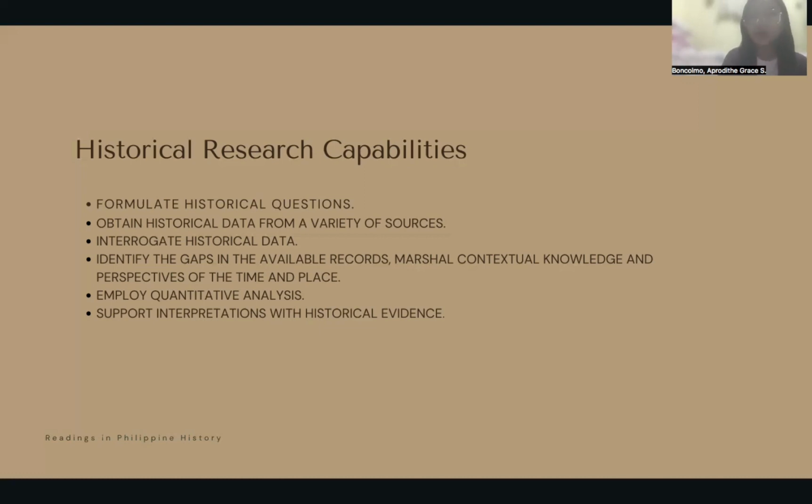The next one is to employ quantitative analysis. Using quantitative methods to analyze numerical data, statistics, or patterns within historical research. Like in the Philippine setting, employing quantitative analysis to examine trends in land distribution before the CARP implementation, evaluating the effectiveness of the program and the redistributing agricultural land. Last is we have the support interpretations with the historical evidence. Historians must provide robust evidence to support their interpretations and arguments, drawing from primary and, of course, the secondary sources. Next.